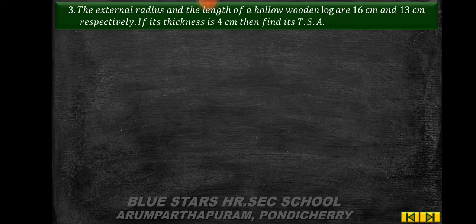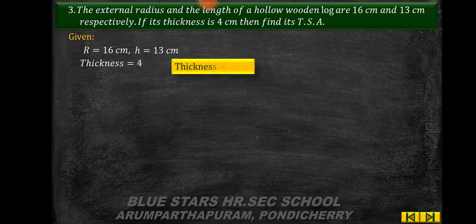Problem number 3. The external radius and the length of a hollow wooden log are 16 cm and 13 cm respectively. If its thickness is 4 cm, then find its TSA, that is total surface area. So given capital R is equal to 16 cm, that is external radius, and h is equal to 13 cm. Thickness is equal to 4. So thickness is equal to capital R minus small r.